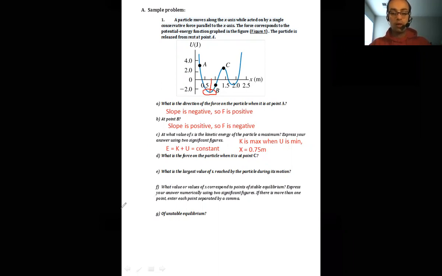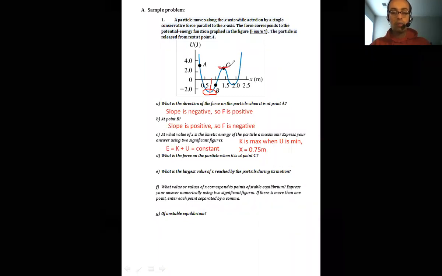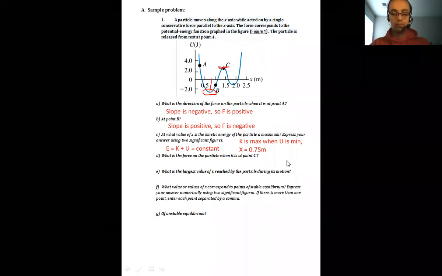So in the next problem, it's asking us, what is the force on the particle when it is at point C? Well, the slope here is 0. That's a local maximum. And actually, in this case, it would be the absolute maximum of this potential function. So the force is equal to 0 as the slope is 0. All right? And then what is the largest value of x reached by the particle during its motion?